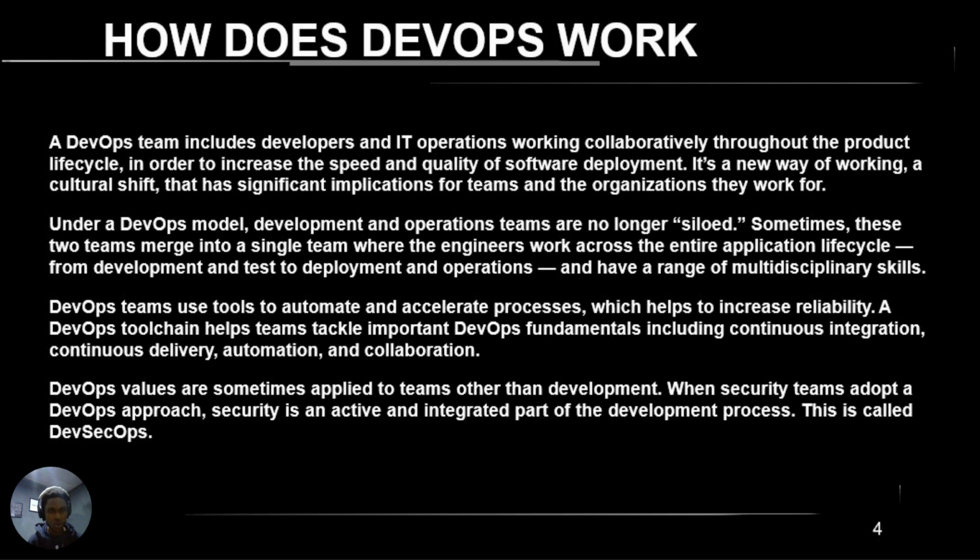DevOps teams use tools to automate and accelerate processes, which helps to increase reliability. A DevOps toolchain helps teams tackle important DevOps fundamentals, including continuous integration, continuous delivery, automation, and collaboration.